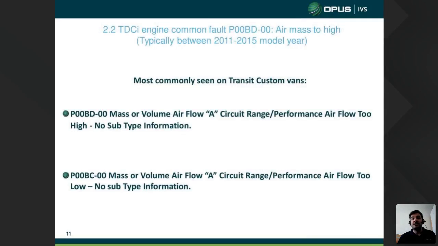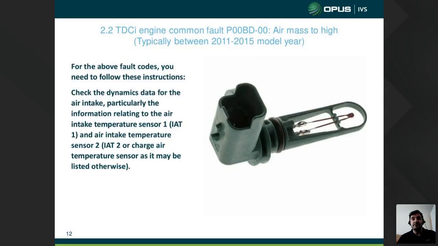Right, onto the 2.2 diesel engine, 2011 onwards to 2015, typically seen on Transit Custom vans. If a fault code is presented with mass airflow circuit range performance, air flow too high, P00BD-00, or P00BC-00 with air mass too low, then the following actions should be taken.